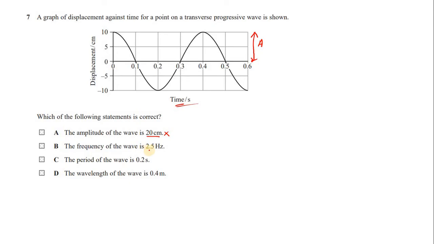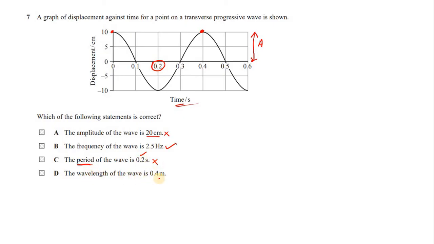The frequency of the wave is 2.5 hertz. Yes, indeed, this is the correct option. I will show you, but let's discuss. The period of the wave is 0.2. No, it is not 0.2, because period is all about one cycle, one wave. And one wave is completed from this position till this position. So this 0.2 is the time for half of the wave, not for the full wave. So this is wrong.